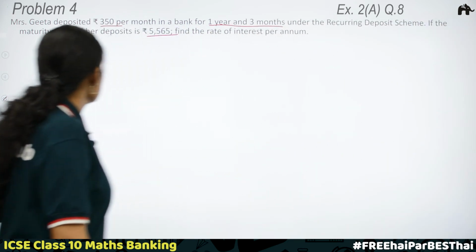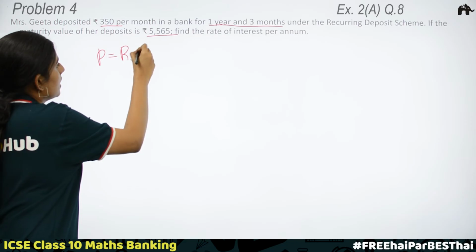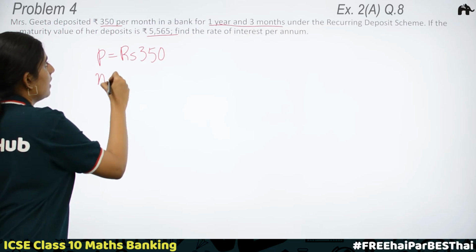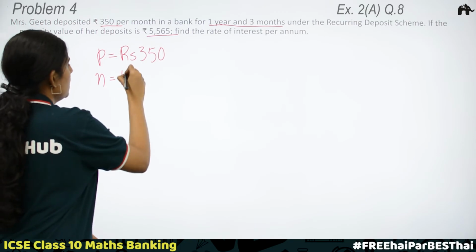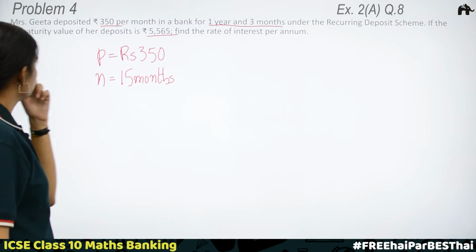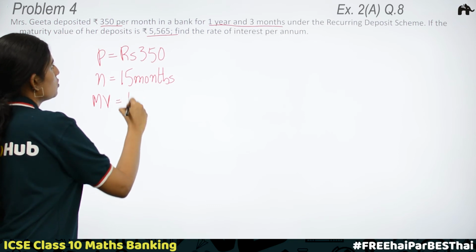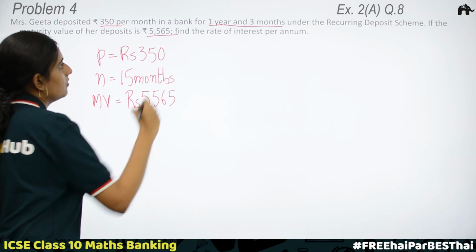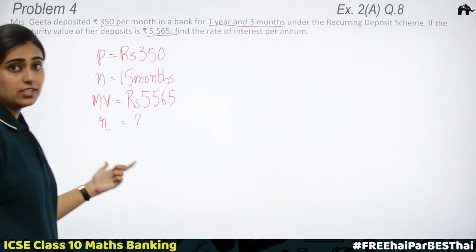What are the given quantities? We have monthly installment P is equal to rupees 350. Then N is given: 1 year 3 months, 12 plus 3, that is 15 months. Maturity value is also given, that is rupees 5,565. We need to find the rate of interest. How do you find the rate of interest?